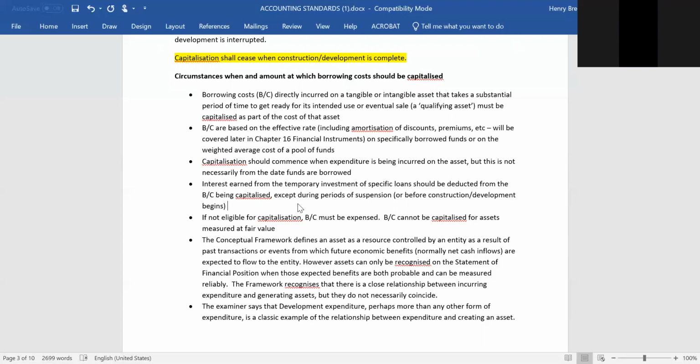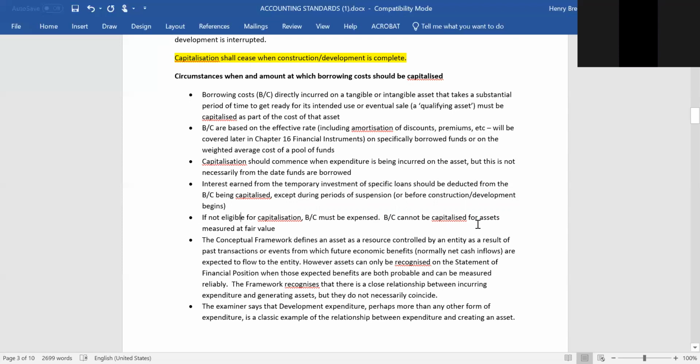So it is an important side of the standard that every student now trying to write financial reporting should look at, right? Next issue, if not eligible for capitalization, borrowing costs must be expensed. So we are saying that if we go for the loan and we don't use the loan to self-construct an asset, that is when it is not eligible for capitalization. And hence the interest on the loan is supposed to be expensed.